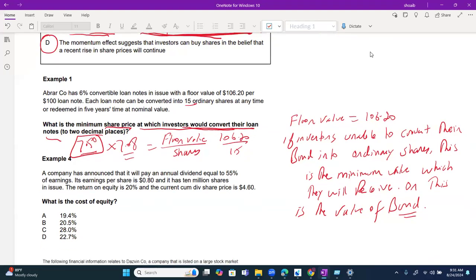And if the market value is lower than this 7.08, like 7 or 6.5, you will not convert. Simply you will not convert. Sir, what will happen if market value moves to 6.5? Everything will be finished? No, you will still get the floor value. You will still get the floor value. Redeem at nominal value. Yes, yes, yes.